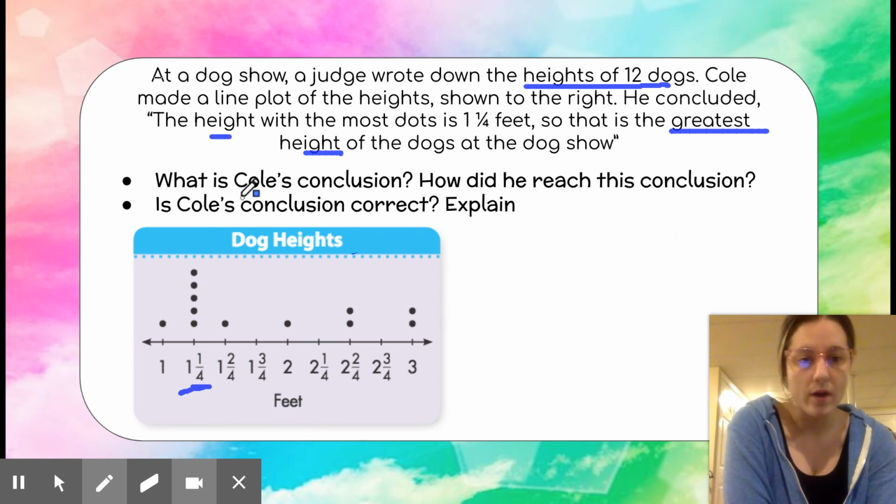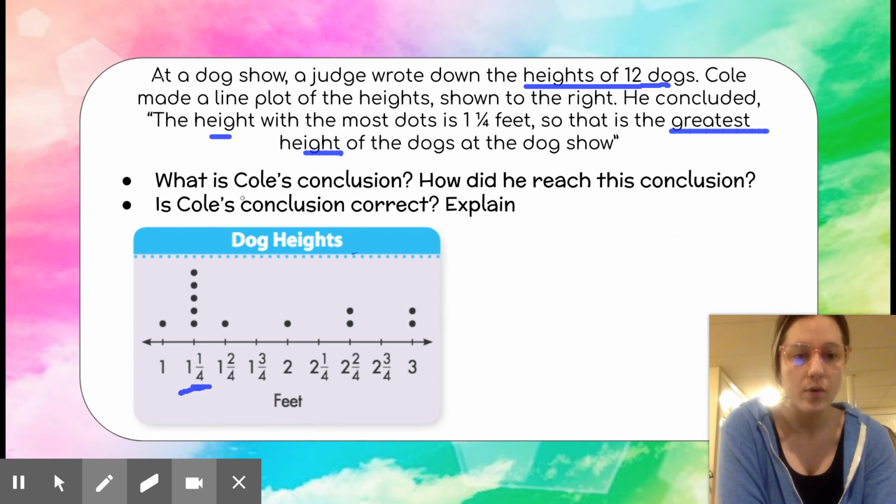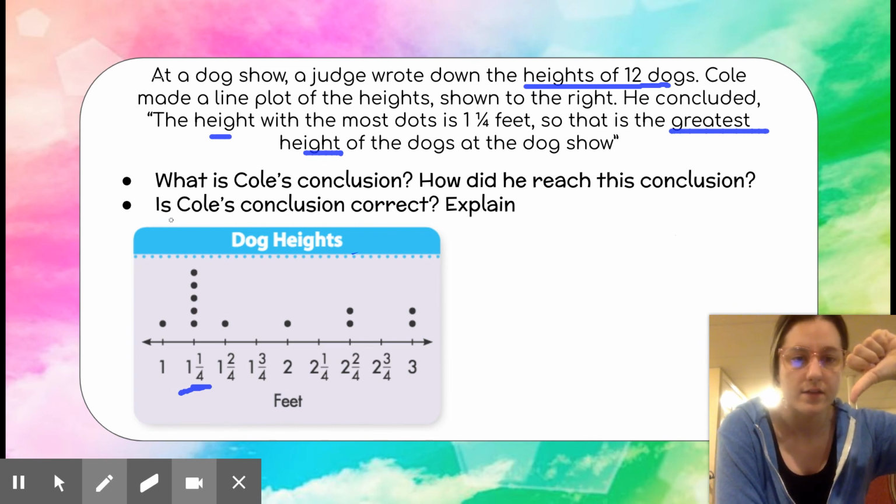So it's asking, what is his conclusion? So his conclusion is that the greatest height of the dogs is 1 1/4. How did he reach this conclusion? Well, he reached this conclusion because he sees the most number of dots above 1 1/4. The second part asks, is Cole's conclusion correct? Give me a thumbs up if he's correct. Give me a thumbs down if he is incorrect.